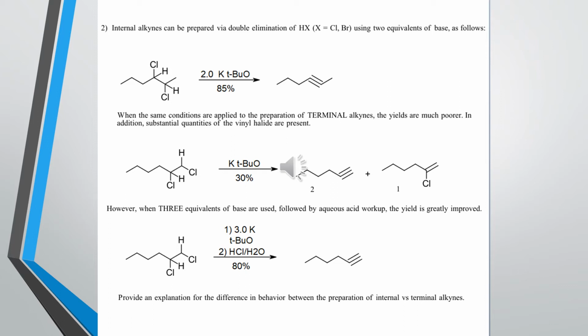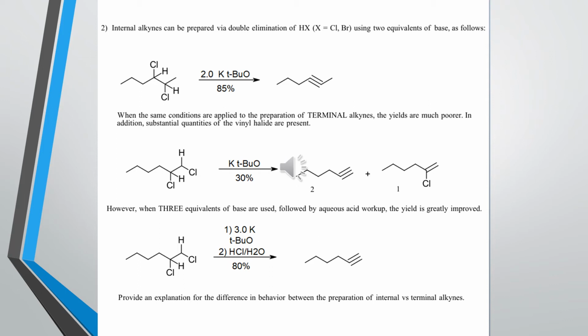However, when you try the same method and the same chemistry to prepare the terminal alkyne, that's the middle transformation, you do get some of that product, but you also get the vinyl halide as a byproduct. You can see that as the second product, and you get a very low overall yield. I'm sorry, that middle transformation, that 30% yield, is using 2 equivalents, again, 2 equivalents of potassium t-butoxide. I'm sorry, that should be more clear.